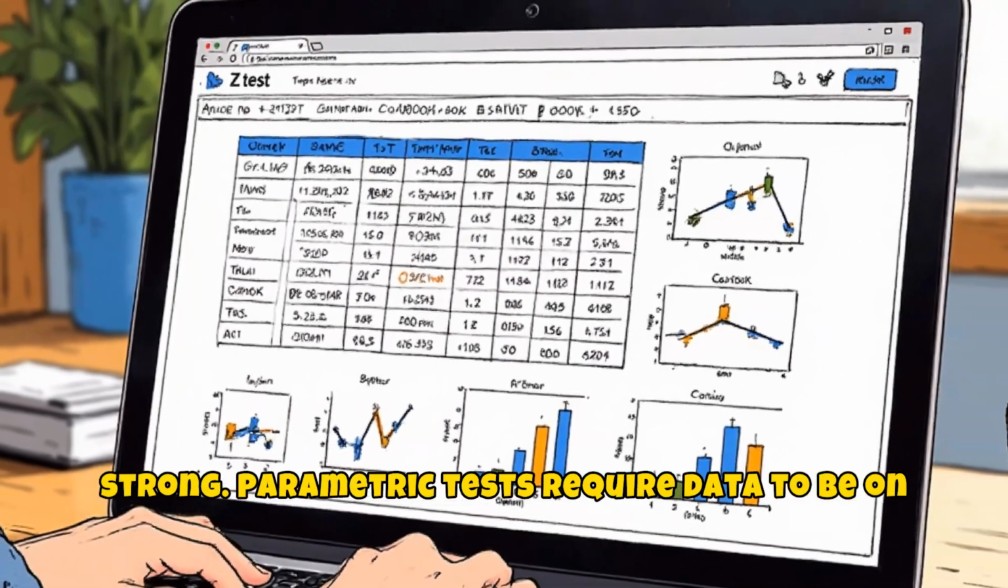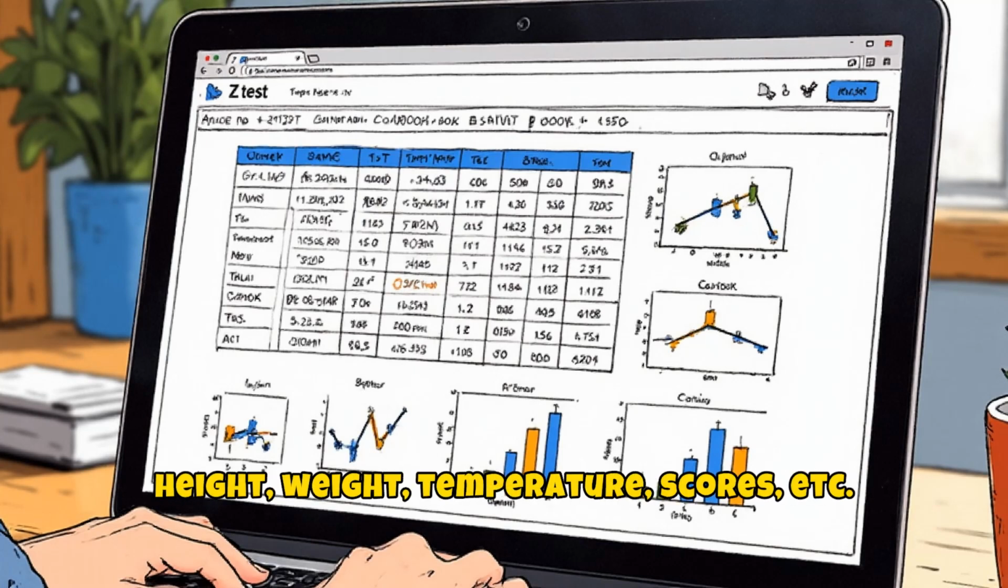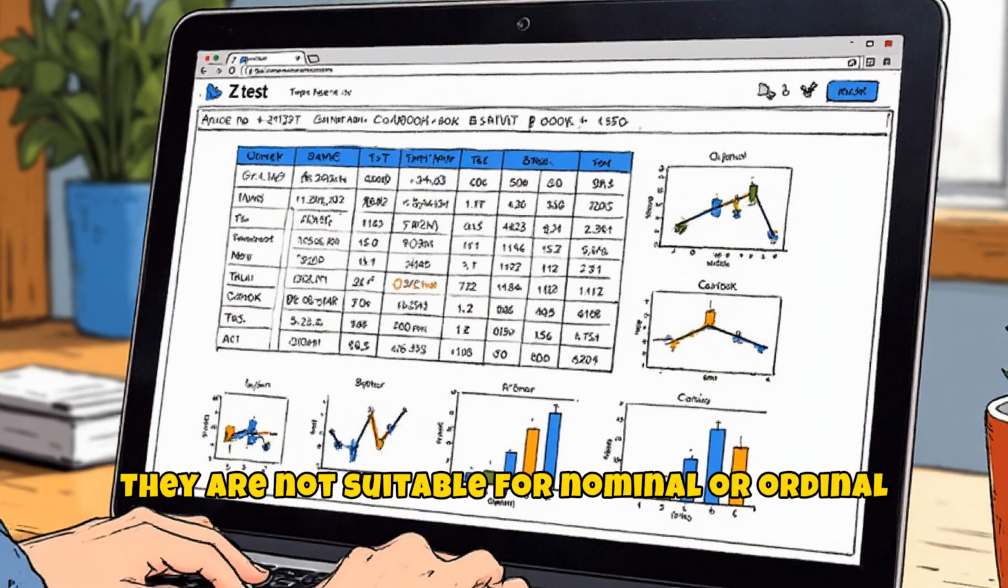Parametric tests require data to be on an interval or ratio scale. Examples include height, weight, temperature, scores, etc. They are not suitable for nominal or ordinal data.